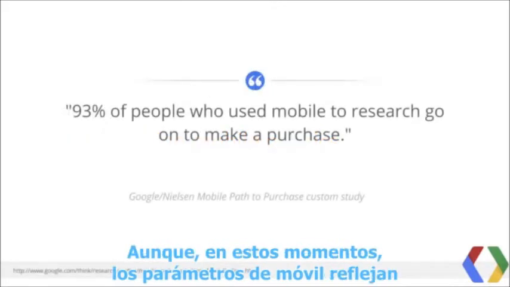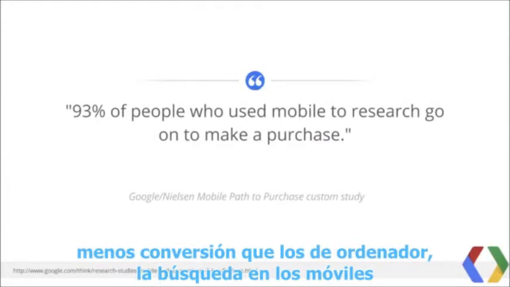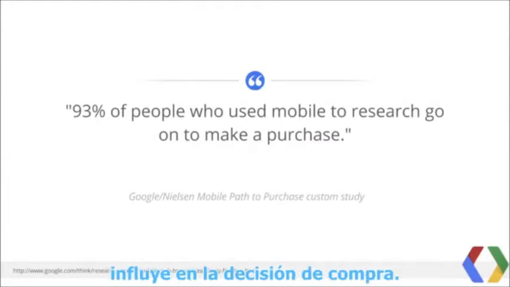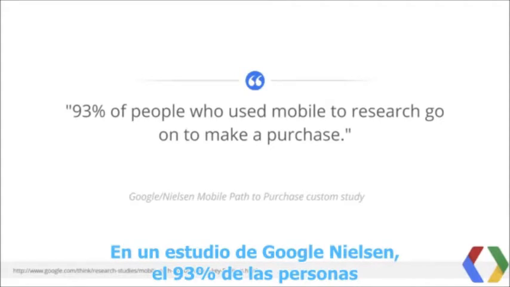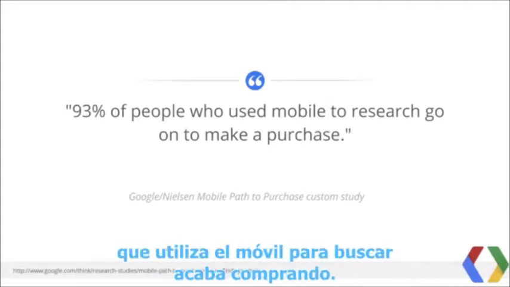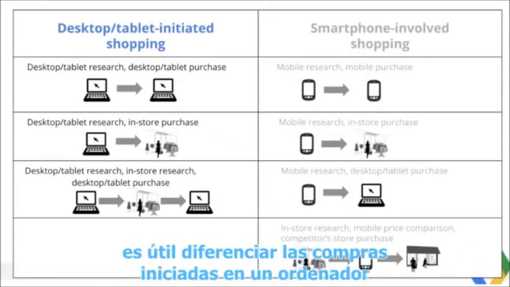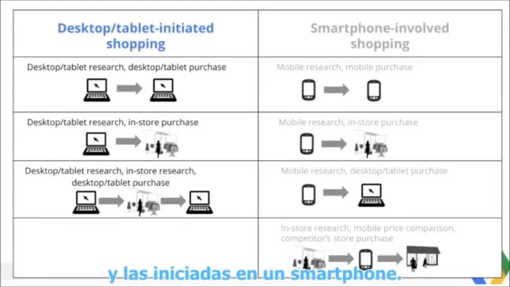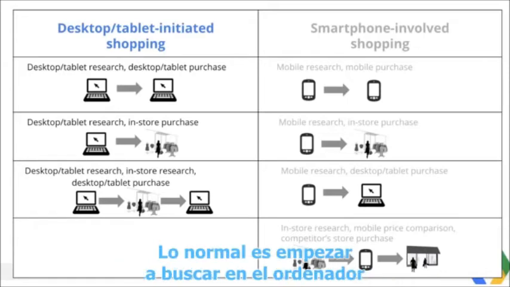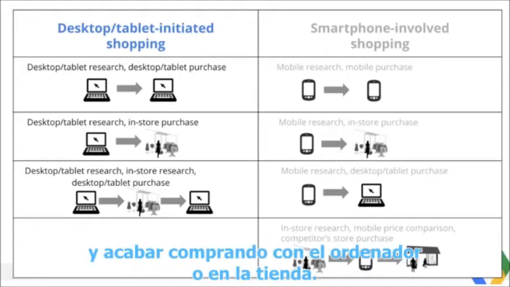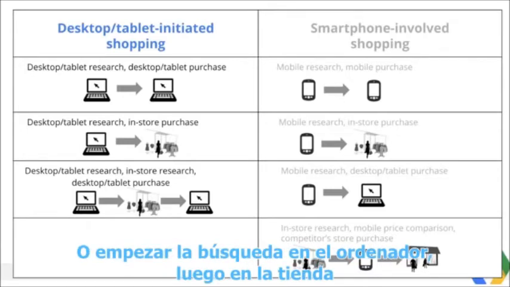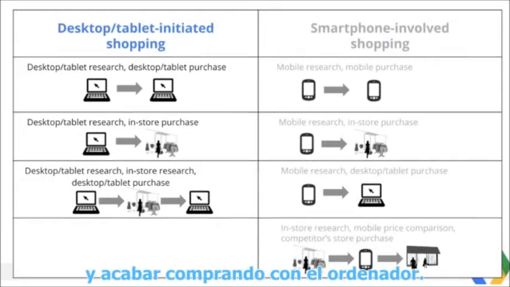Although at present, mobile metrics show lower conversion than desktop, it's clear that mobile research influences purchasing decisions. In a Google Nielsen study, 93% of people who used mobile to research go on to make a purchase. When refining mobile metrics, it's helpful to differentiate desktop-initiated purchasing behaviors with smartphone-involved purchasing. Their traditional desktop models include desktop research to desktop purchase, or desktop research to in-store purchase, or desktop research to in-store research to desktop purchase.